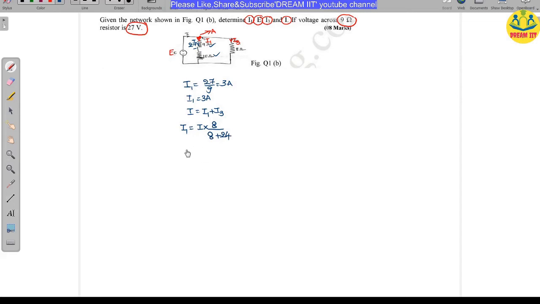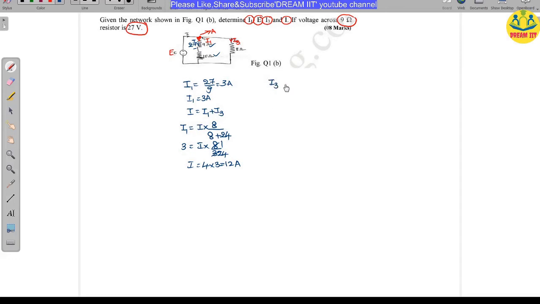So I know the I1 current is 3 amperes, 8 by 32, that means 8 ones are 8, fours are. So the I value will become 4 into 3, that is 12 amperes. The total current is 12 amperes. If you know the 12 amperes total current, you can find the I3 value very easily.